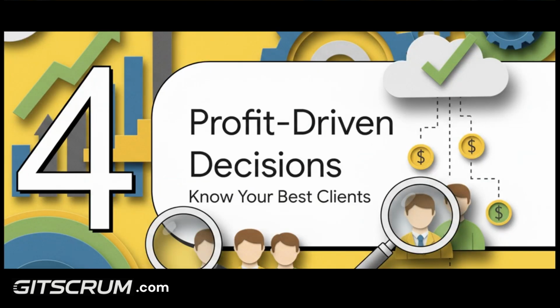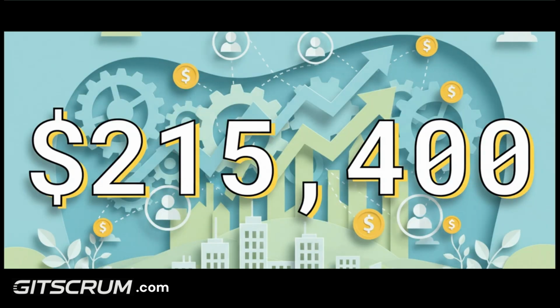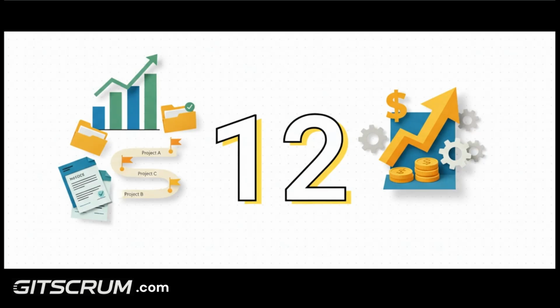And this is where we at GetScrum really kick things up a notch. From just managing operations to making truly strategic, profit-driving decisions. We believe you should stop guessing and start knowing which clients are actually fueling your growth. Imagine seeing this number instantly, the total lifetime value of a single client across your entire relationship. With the CRM and analytics that we at GetScrum integrated, you know exactly what every partnership is worth to your agency. And you can see the story behind that value.